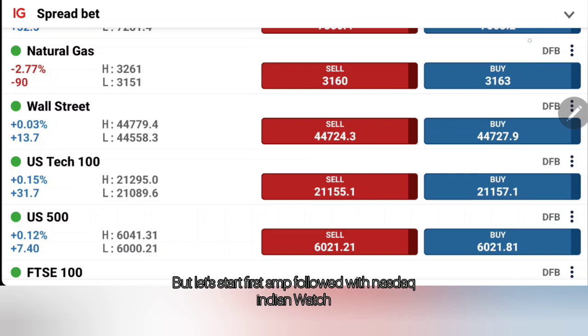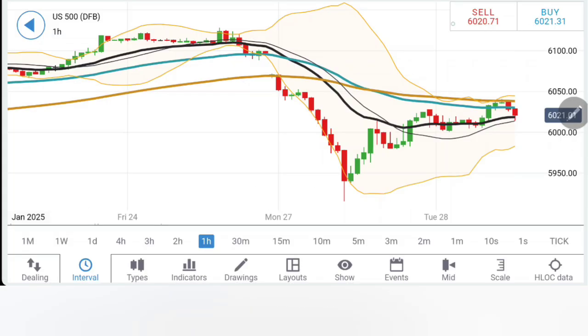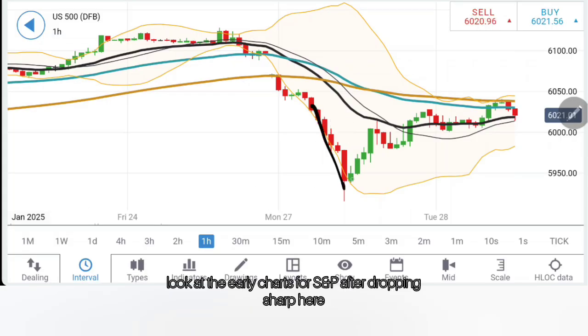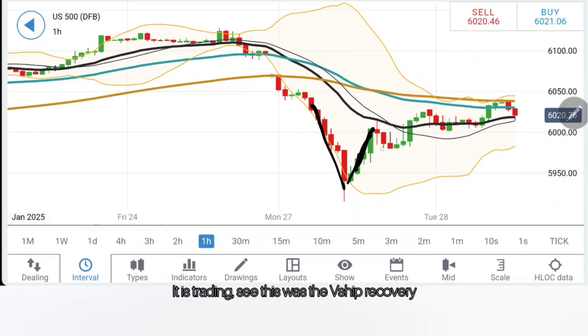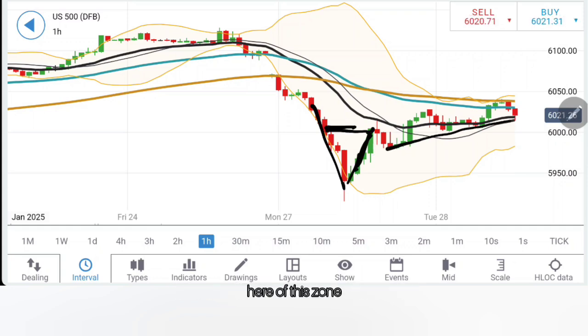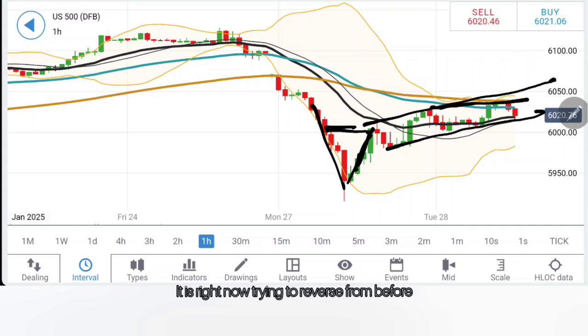Let's start first with S&P, followed with Nasdaq. Look at the hourly charts for S&P. After dropping sharply here, it is trading... See, this was the V-shaped recovery of this zone, and now it is trading with swings. It is right now trying to reverse before hitting the top of this channel.